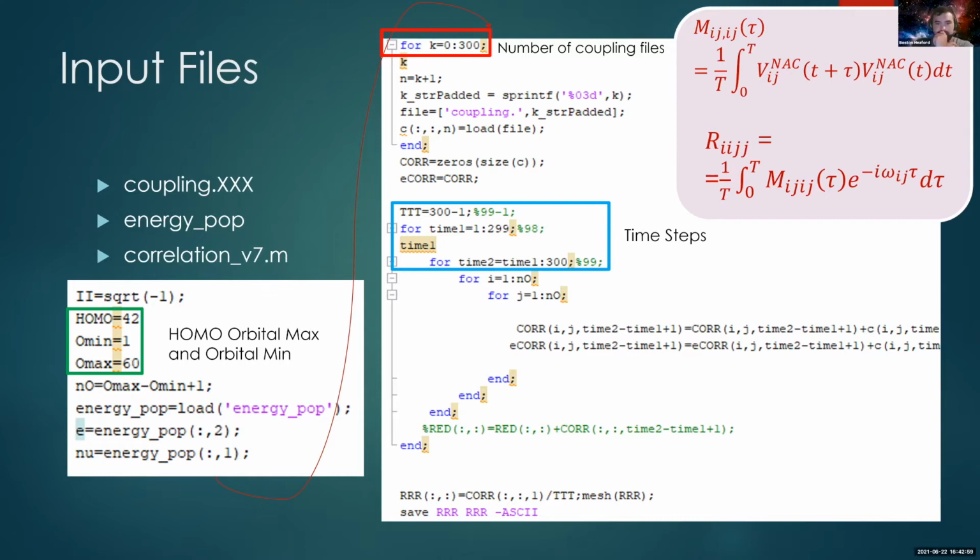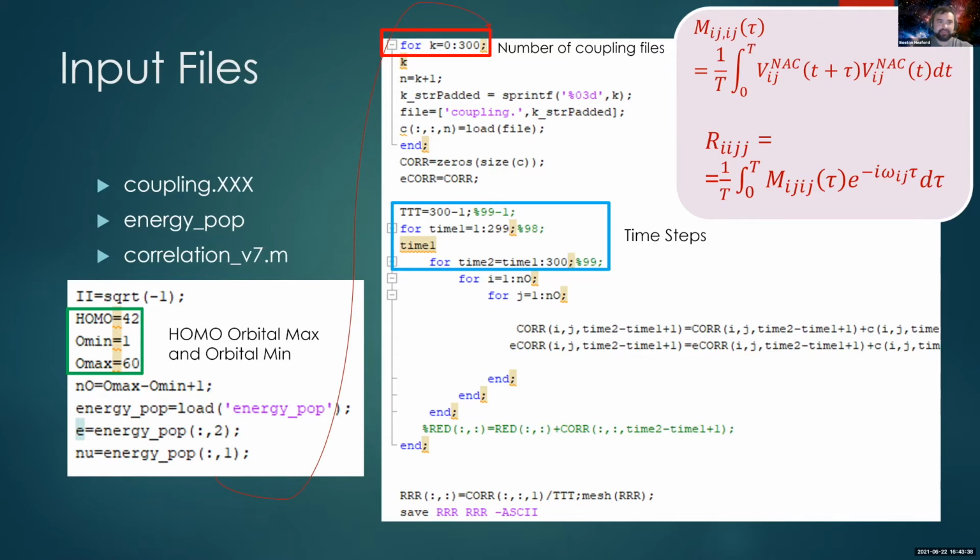You'll need all of your coupling files, which we talked about two meetings ago, how to obtain, and previous talkers already mentioned that as well. You'll need the energy pop files, also mentioned in the last talks, and then you'll also need a correlation script. I think there are a couple different versions of this. The one that I used is correlation_v7.m.